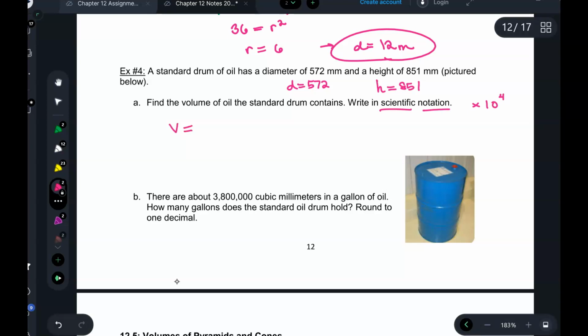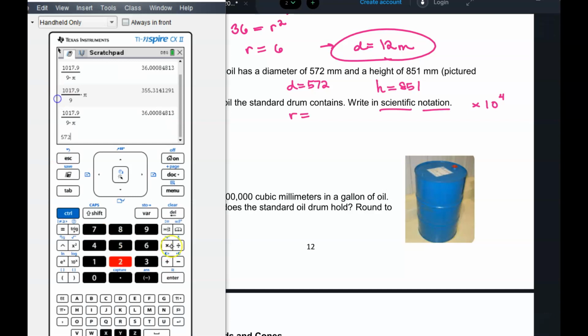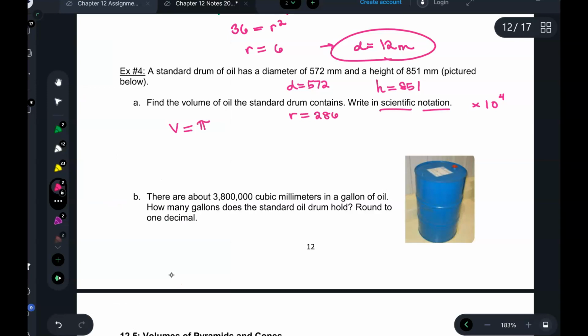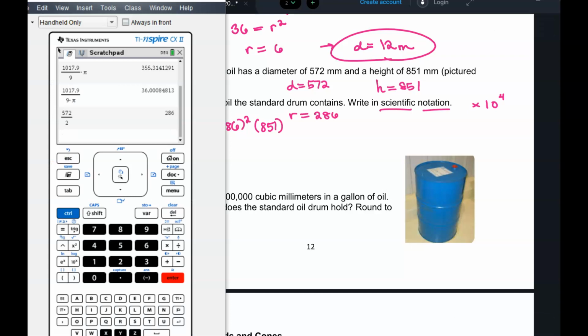So first of all, if the diameter is 572, what's the radius? 572 divided by 2 gives us 286. Okay, so it's going to be pi times 286 squared times the height. So pi times 286 squared times 851. Whoa. What's that? So in scientific notation, did I write something down wrong? No.